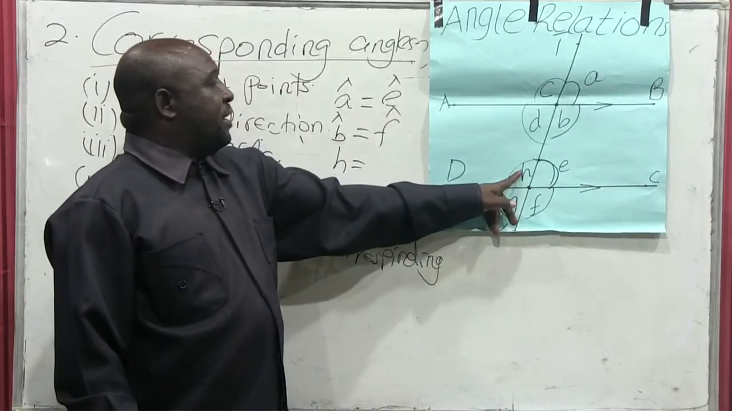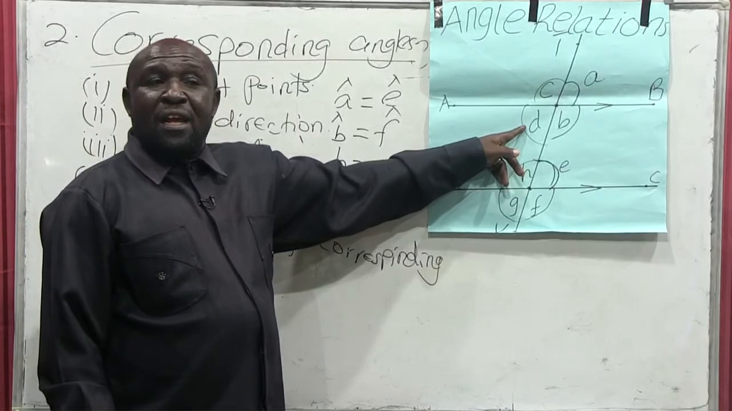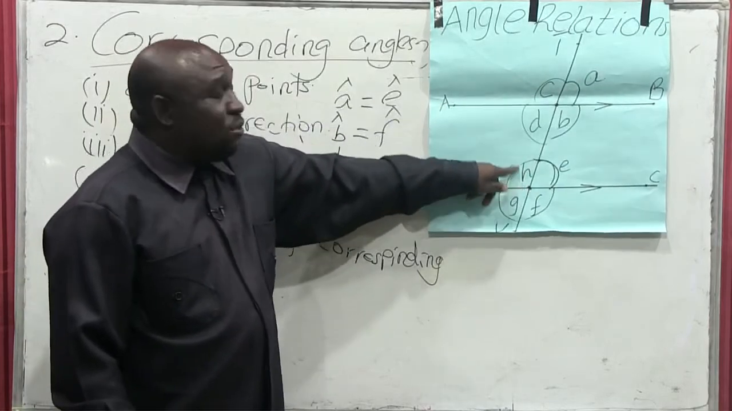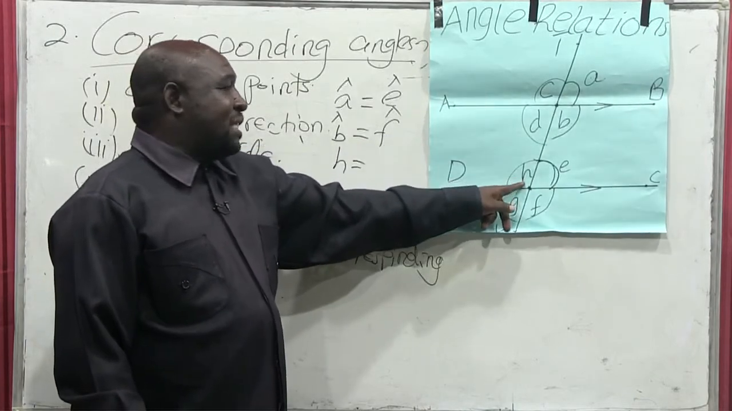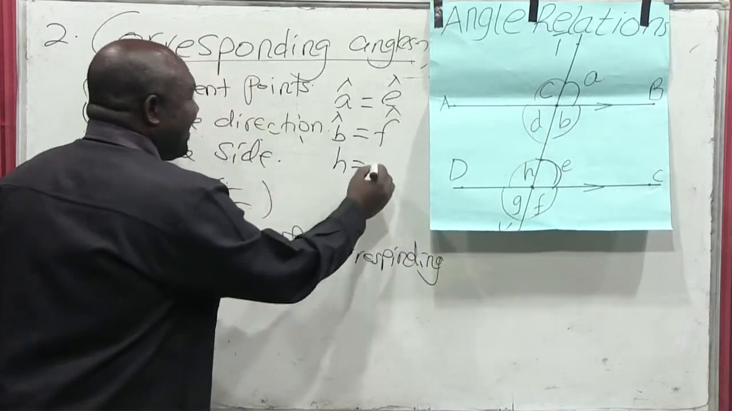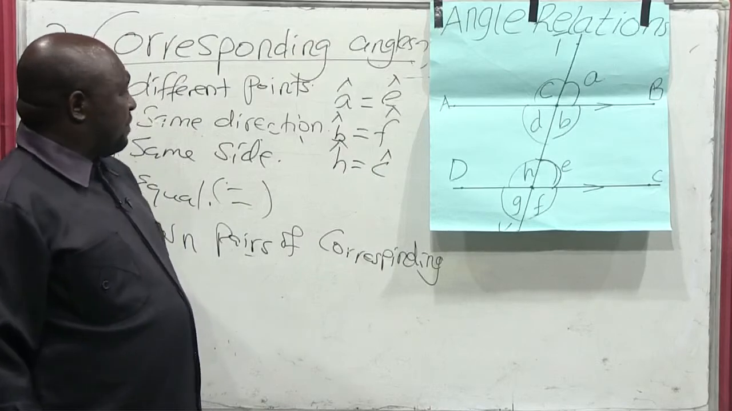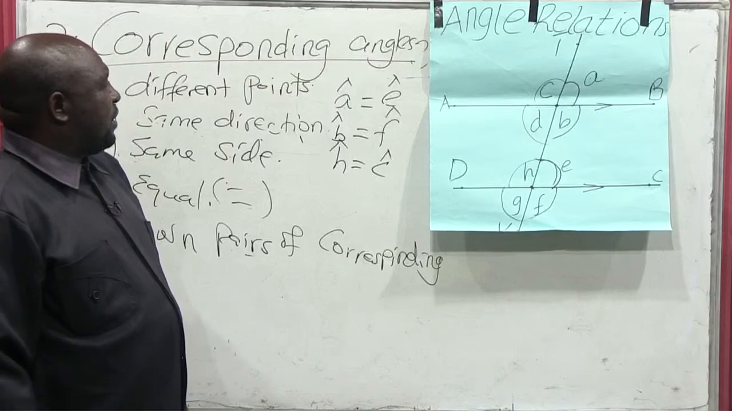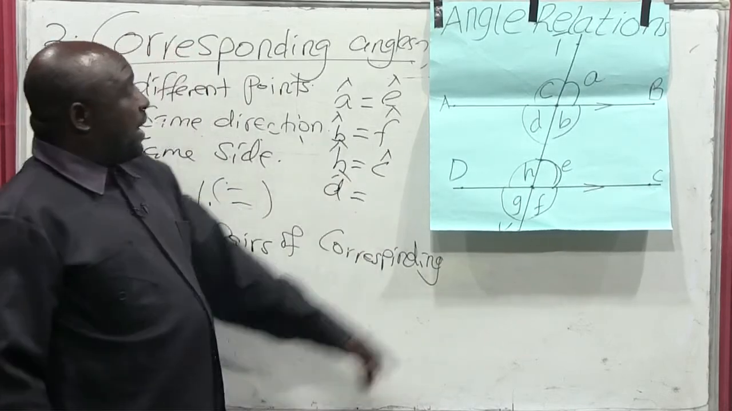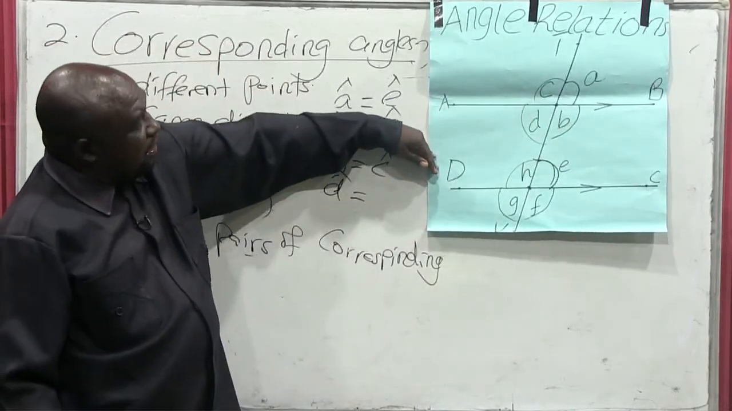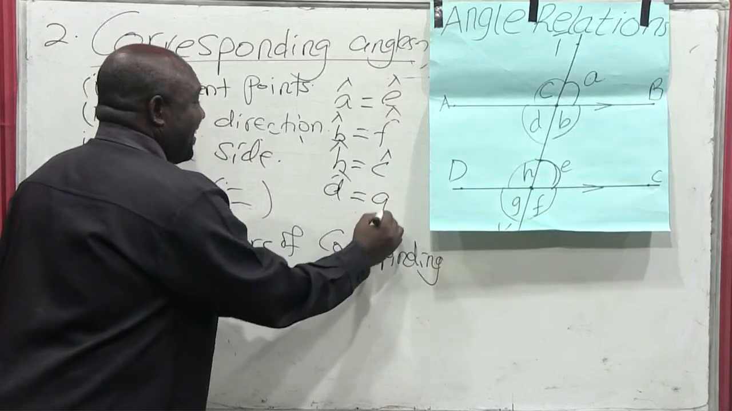Another one is angle H. Angle H here corresponds to angle D? D looks this way, H looks that way. So not the same direction. Different point, yes, but with same direction with H is C. Angle C. Another one, H and C. What about D? Angle D looks this direction, corresponding to another angle at this particular point, which is what? G.